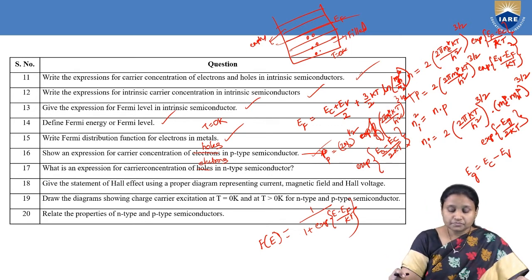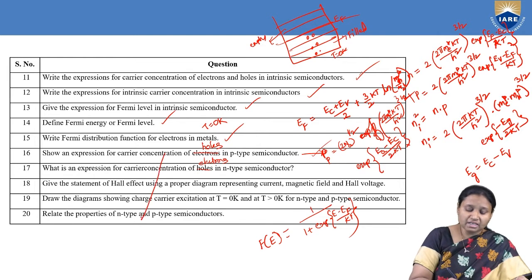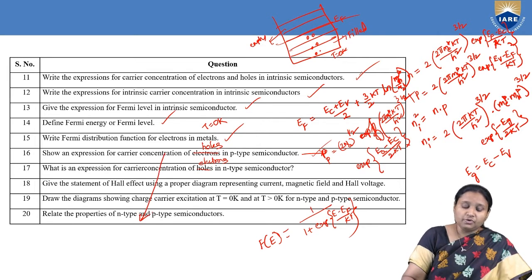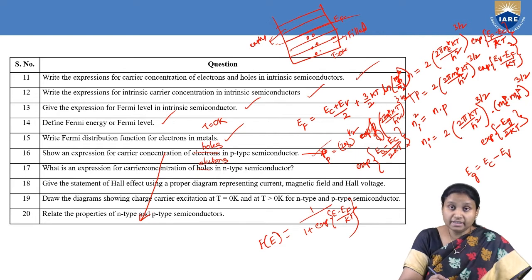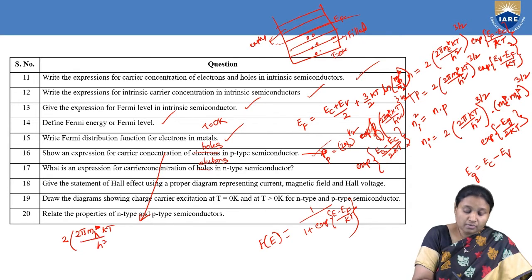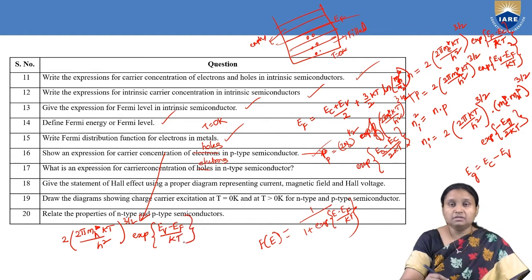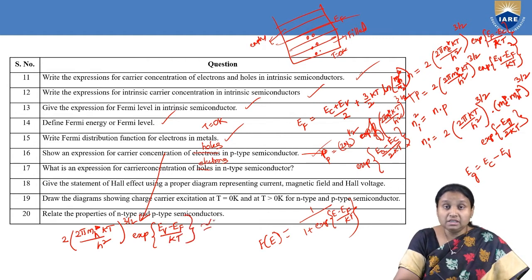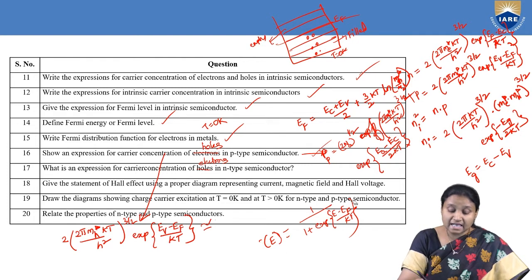Now here, of course, when we are deriving the expression, suppose you are talking about carrier concentration of holes in p-type semiconductor. What we are going to do first is consider the density of holes in p-type semiconductor, which is given as 2 into (2πmh*kT/h²)^(3/2) exponential (EV − EF)/kT. And this one, of course, is approximately equal to the density of ionized acceptors.